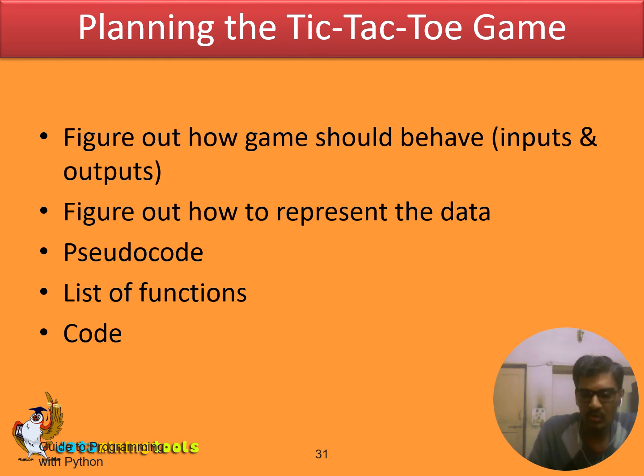Next, you have to write pseudocode. Pseudocode is nothing but a workable piece of code. How does the code work? Write the pseudocode. Then list out all the functions assigned to it. Then code it, and this is a type of functional programming.